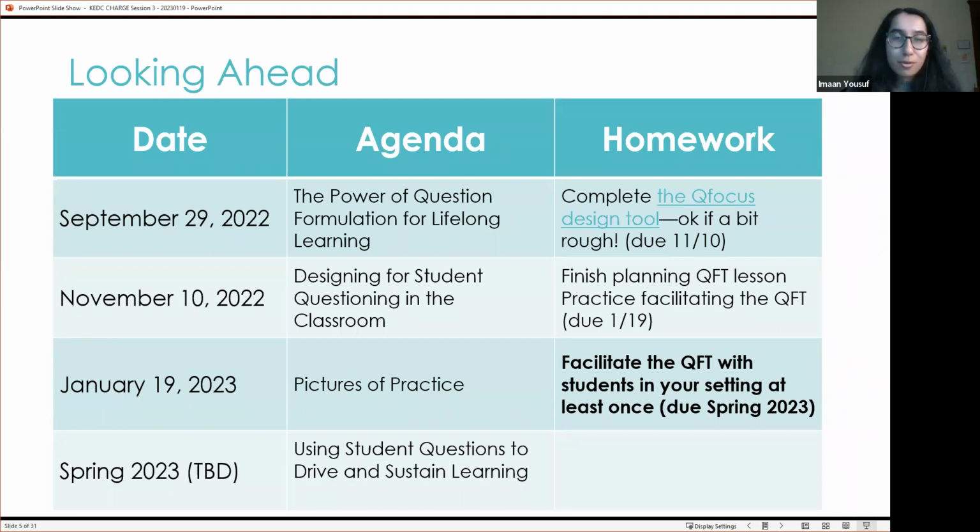And then we'll talk more at the end about this, but your last homework assignment from us after today will be to put it all together and actually facilitate that with your students if you haven't yet. And talking to Wendy, we haven't finalized it yet, but we're hoping to see you all again one last time in late spring, early summer to put it all together.